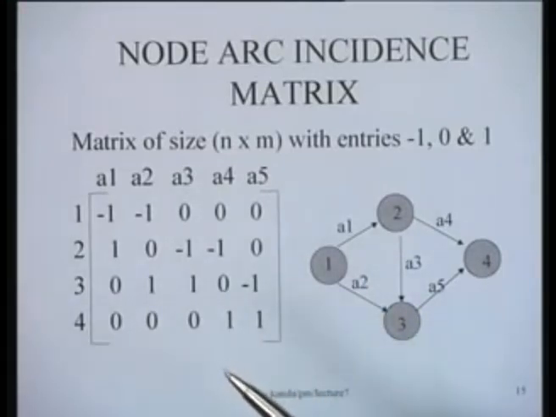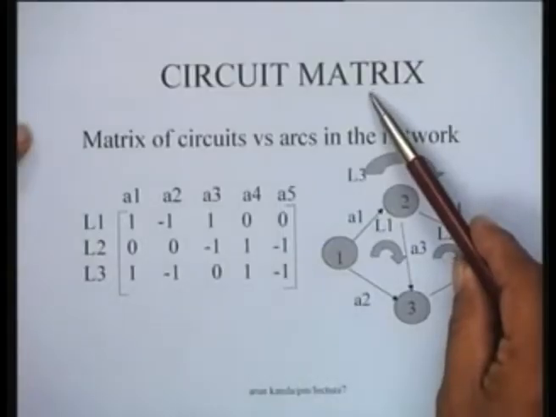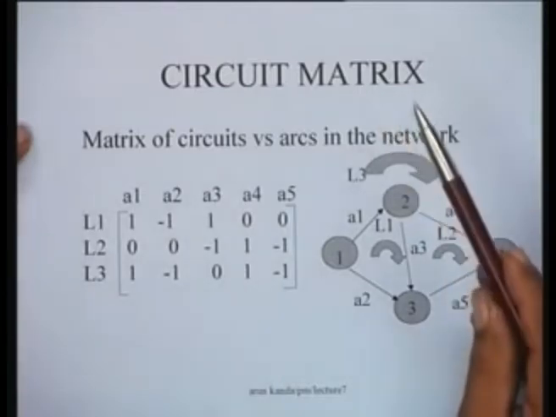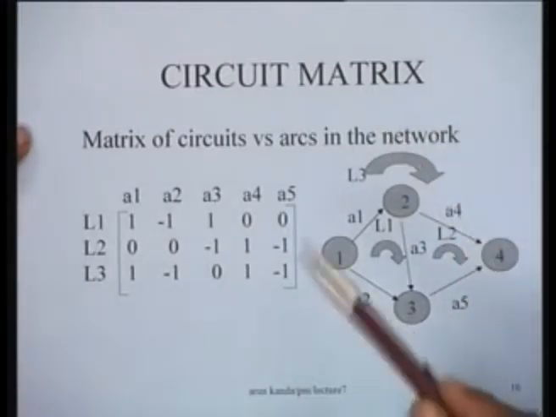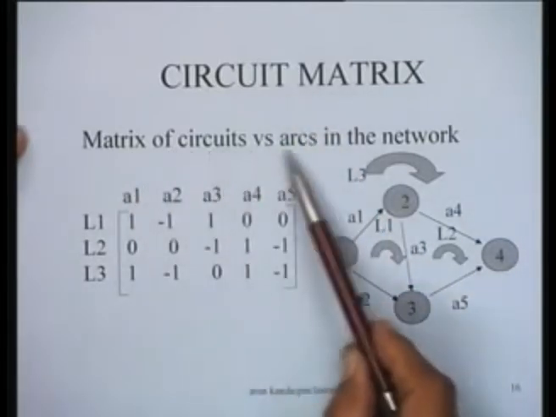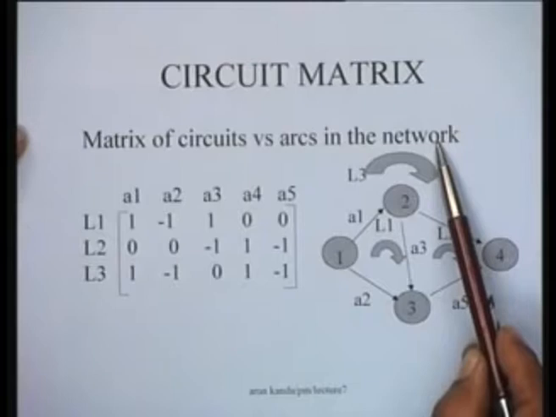In some applications, the node arc incidence matrix for projects is useful, especially when one is talking about project crashing, LP procedures and so on. A third matrix associated with project networks is called the circuit matrix. And it is a matrix of circuits versus the arcs in the network.